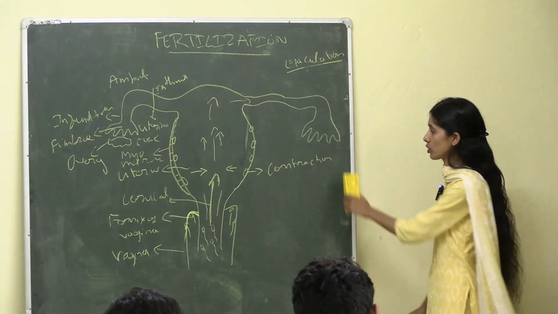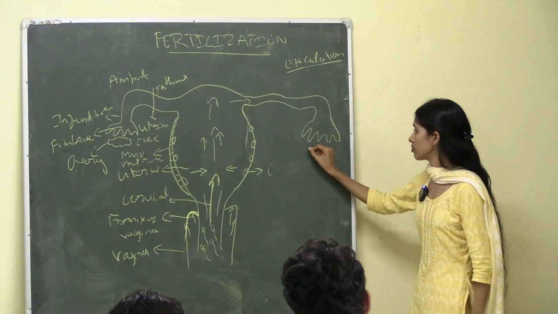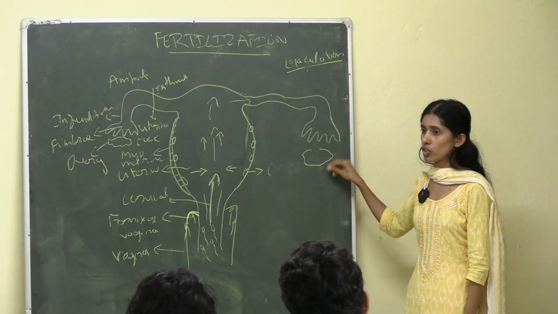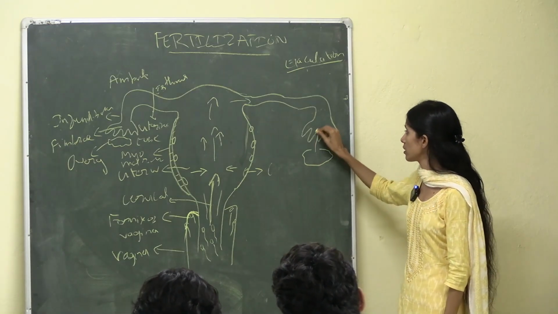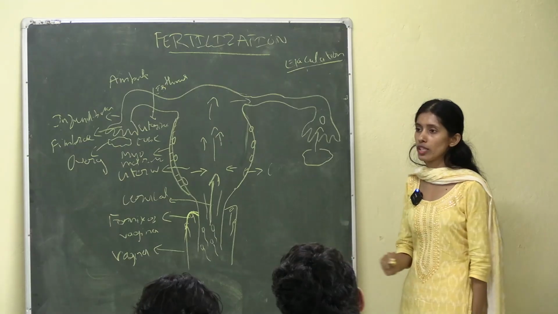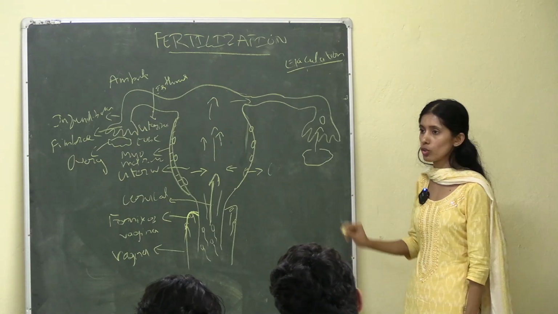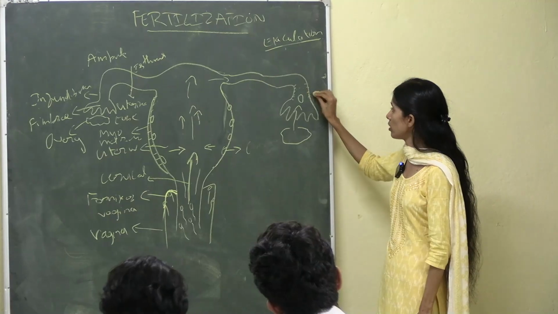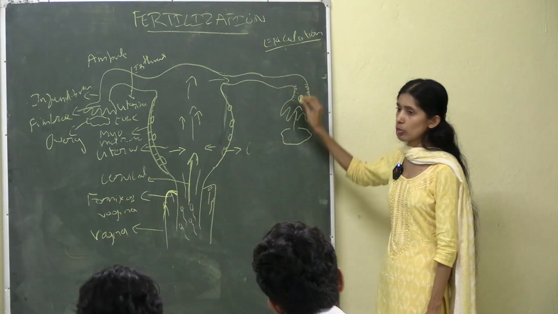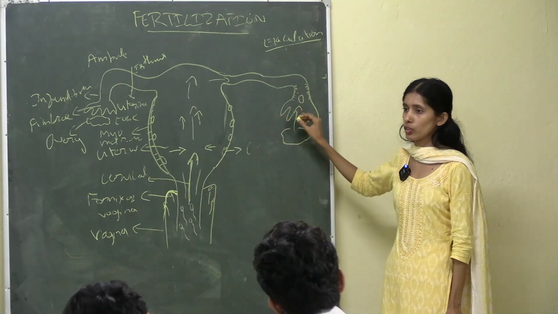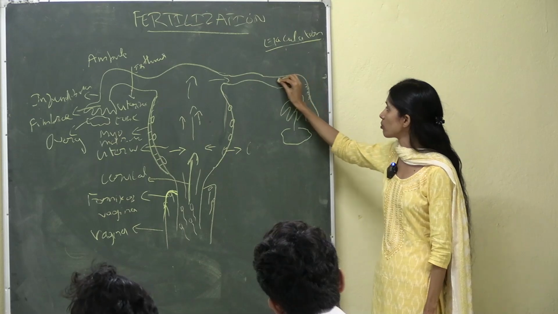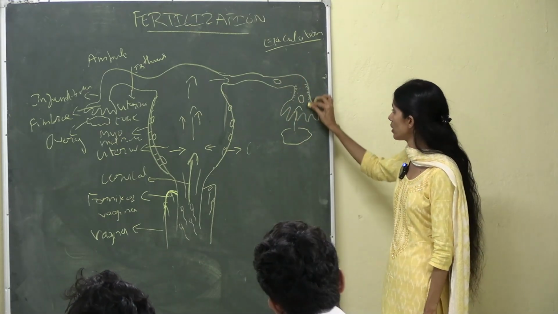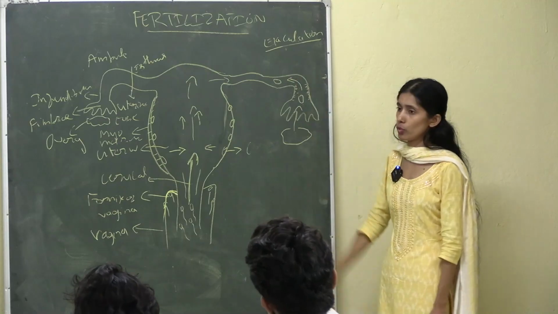What happens in the uterine tube? We have the ovary here. The rupture of the ovary takes place and the secondary oocyte will enter into the uterine tube. Now, with the help of fimbriae, or small cilia-like structures present on the wall of the uterine tube, this oocyte will travel to the ampulla region.